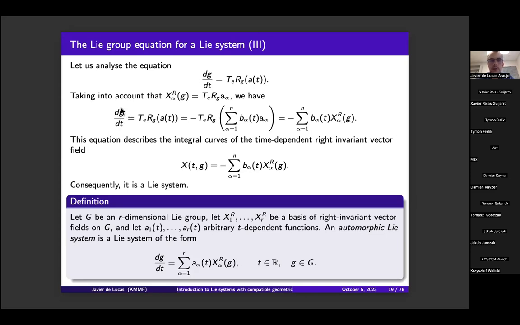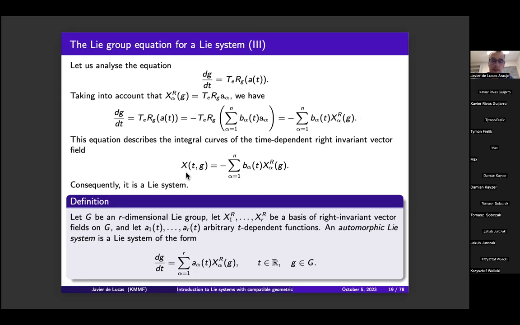So you see, this differential equation can be understood, okay? The tangent at any time t for a solution is given by a time-dependent linear combination, with time-dependent functions, of a set of vector fields spanning a finite-dimensional Lie algebra, because these are right invariant vector fields. And you know from differential geometry, from Lie group theory, that right invariant vector fields span a finite-dimensional Lie algebra. So this is indeed a Lie system.